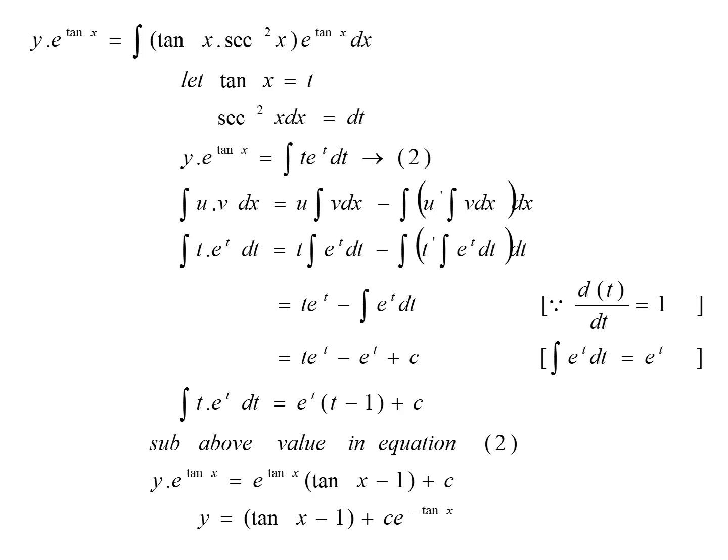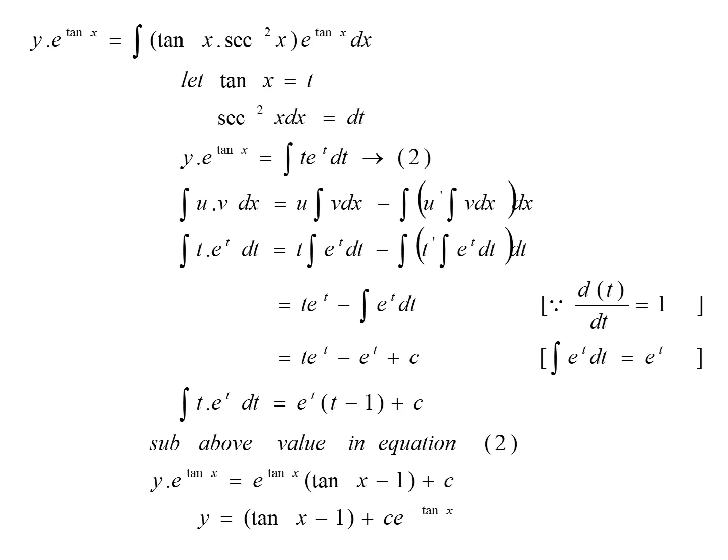Y into e to the power of tan x is equal to integral. We already took tan x as t, no? So in the integral, instead of tan x replace with t, and secant square x into dx becomes dt, and e power tan x becomes e power t. Finally we got integral t into e power t into dt. That is how we got equation 2.